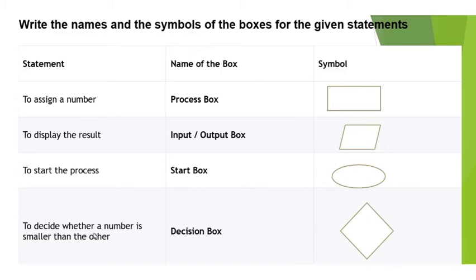Next is to decide whether a number is smaller than the other. Okay, in a few flowcharts a comparison is given between two or more numbers. So what will decide or show which number is greater or lesser or more than the other? Which symbol will represent this? This symbol is known as the decision box and it helps us decide whether a number is smaller than the other.